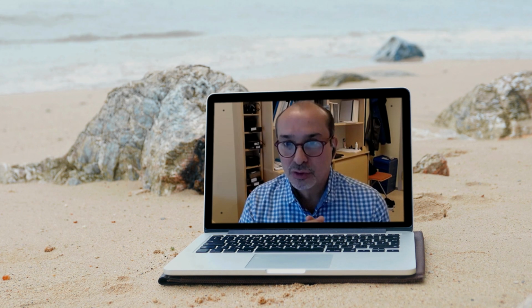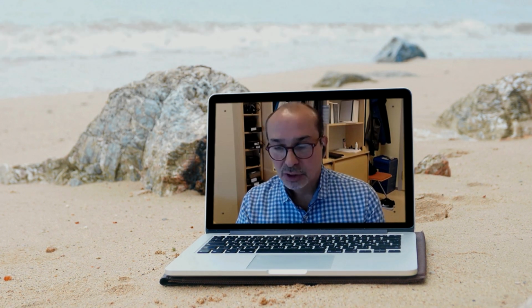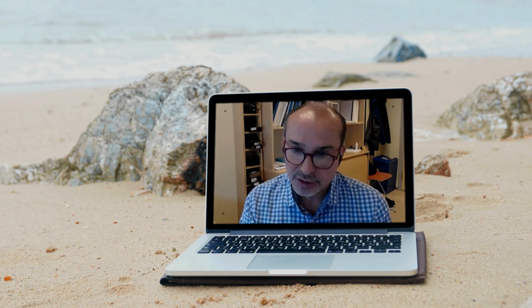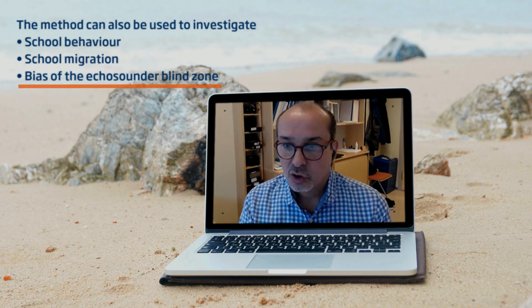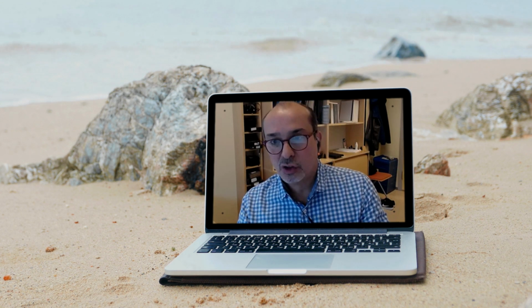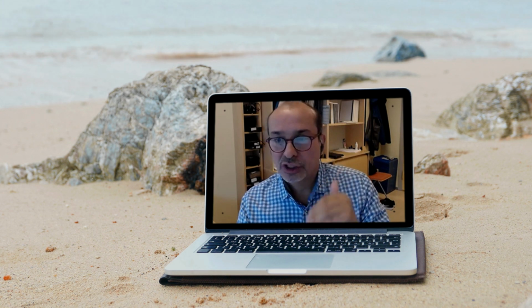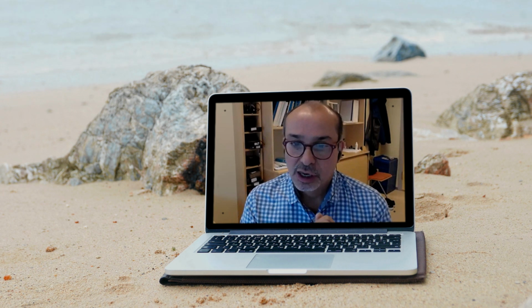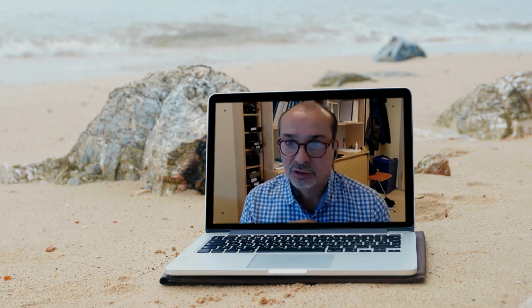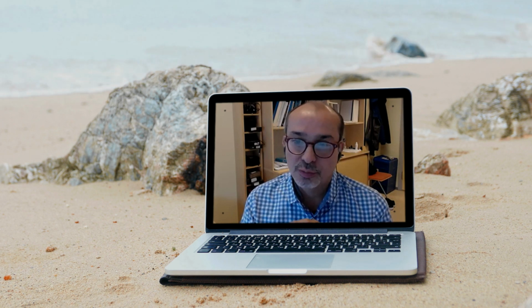So we are in talks with the sonar producers, and there could be some chances that they will implement our method in their products. This method that we propose, we have presented now for single school biomass, but the methodology that we present can also be used for other studies, like investigating school behavior, school migrations, or investigating the bias of the echo sounder blind zone, that is, when the fish is located too close to the sea surface, the echo sounder is not able to measure correctly. And with the sonars looking horizontally, we can have information about that. But we can also use the sonar to study the fish reaction to an approaching vessel. And this could also be very valuable to validate the quality of the echo sounder measurements.